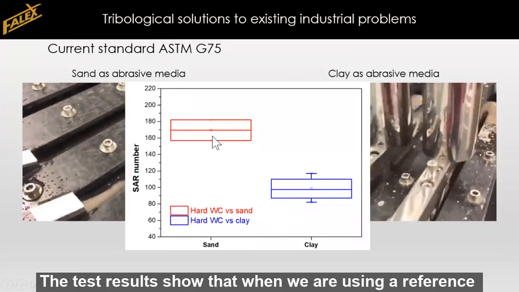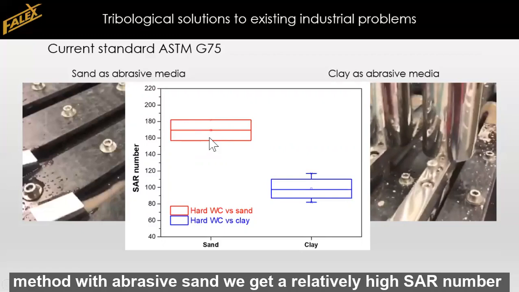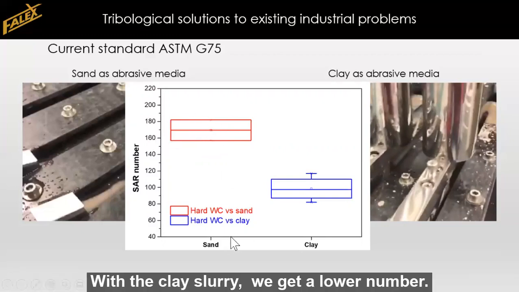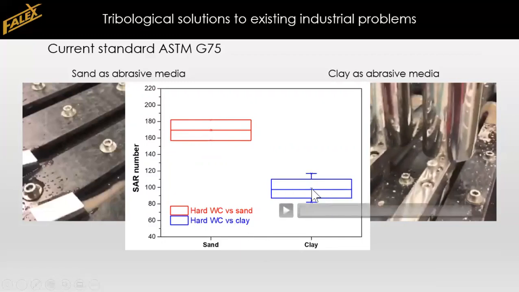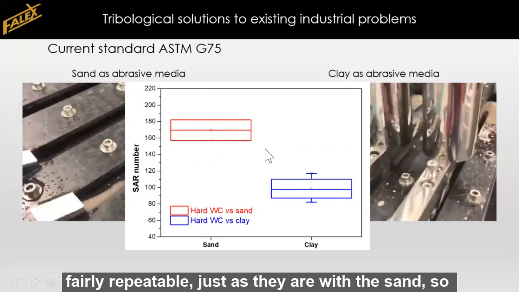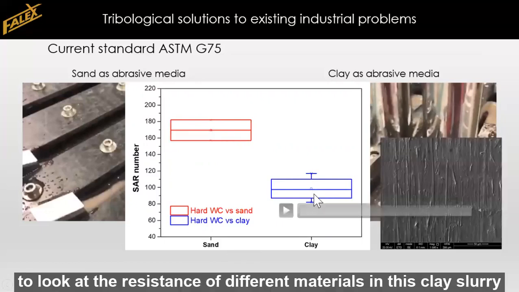The test results show that when we are using a reference material, which is a hard tungsten carbide, in the standard methodology with the abrasive sand, we get a relatively high SAR number. With the clay slurry, we get a lower number. What's important is that these results are still fairly repeatable, just as they are with the sand. So we have a repeatable measurement method to look at the wear resistance of different materials in this clay slurry.